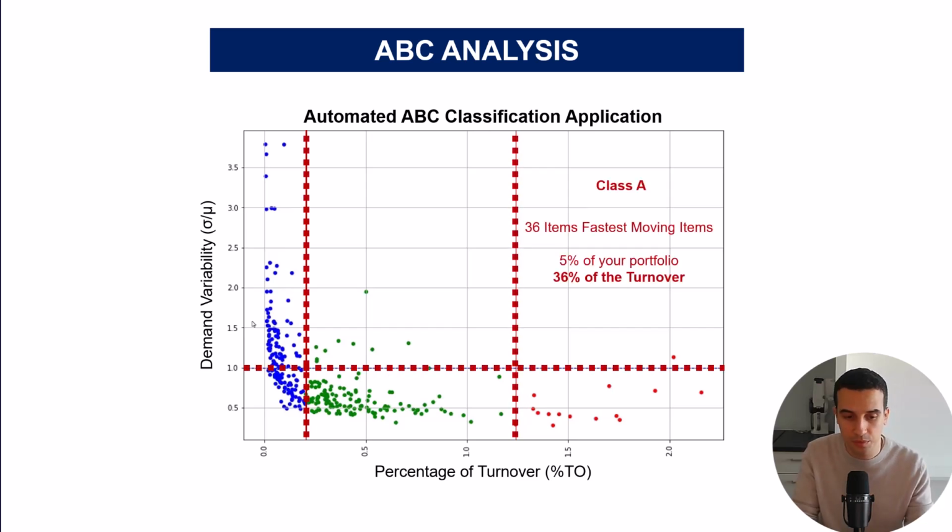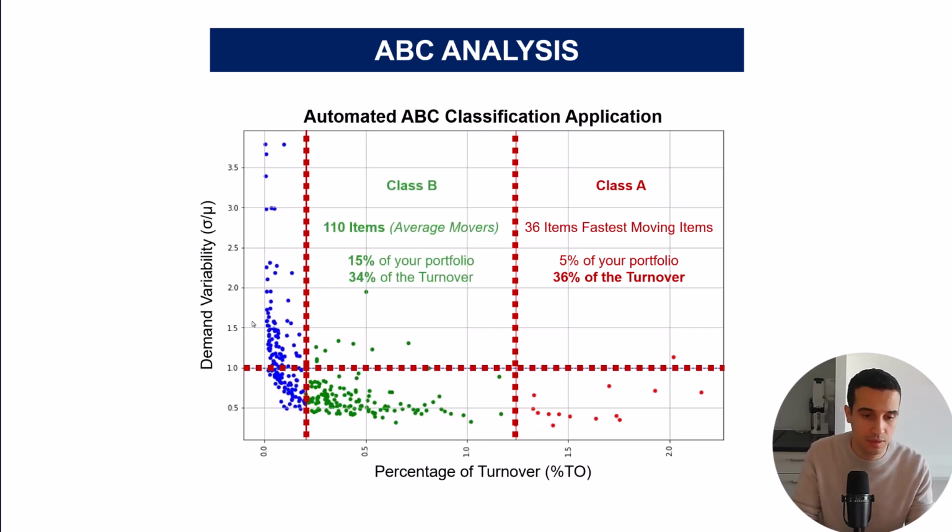So the top 5% are the A class. We call them the fast movers. These are basically the items that are pushing your turnover. They are very important. The following 50% of SKUs, called average movers, are in the class B. And then the remaining 80% in class C are what we call the slow movers, or you can also sometimes find the term slob, that contribute to a small fraction of the turnover.